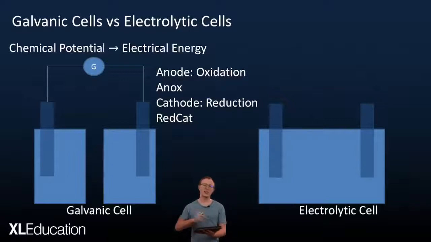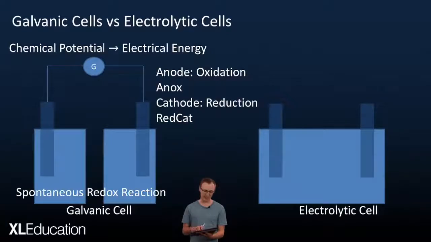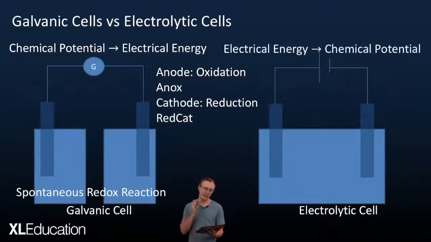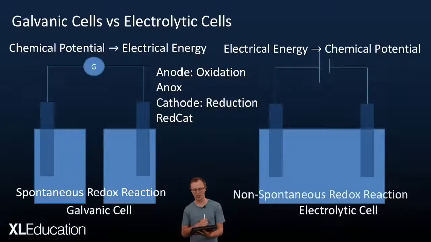Right, so in a galvanic cell, the energy conversion is from chemical potential energy to electrical energy. So in a galvanic cell, we have spontaneous reactions and we get electrical energy from that. In electrolytic cells, we have electrical energy that is converted to chemical potential energy. So in order for electrolytic cells to work, we need to add energy to it. So we usually use lots and lots of electricity to get our electrolytic cells to do what we want them to do. So that means they have non-spontaneous redox reactions happening inside them.